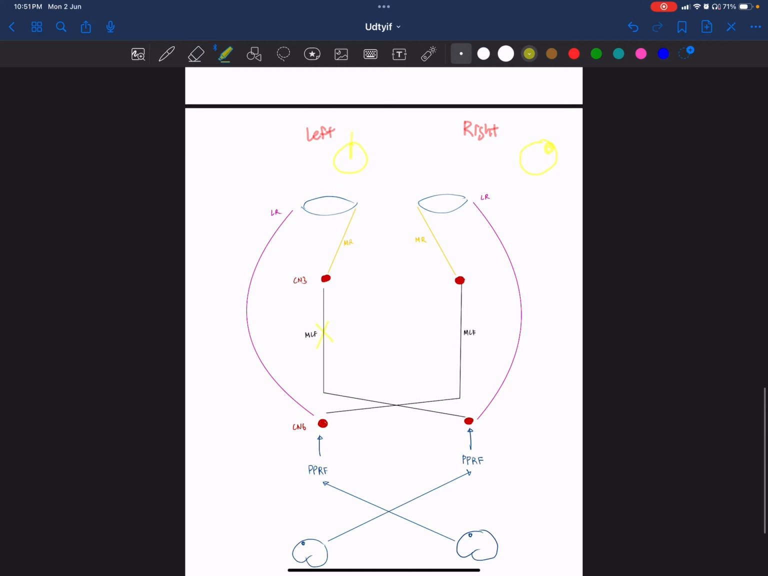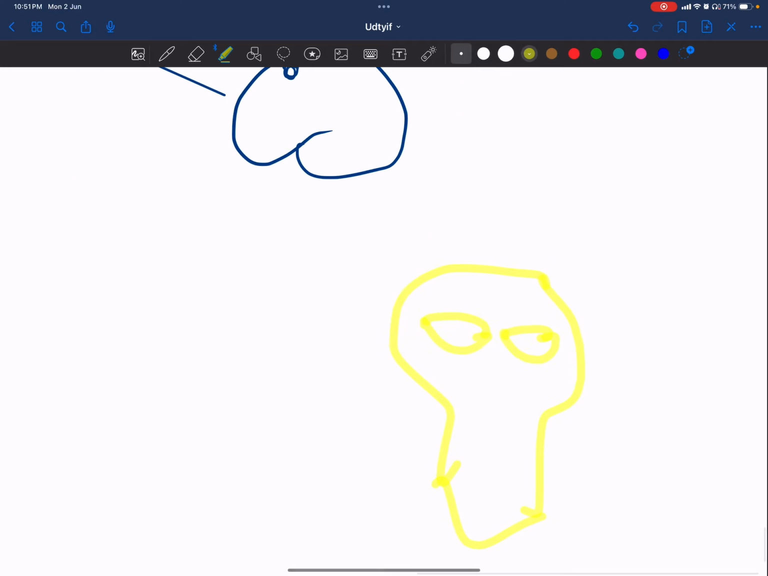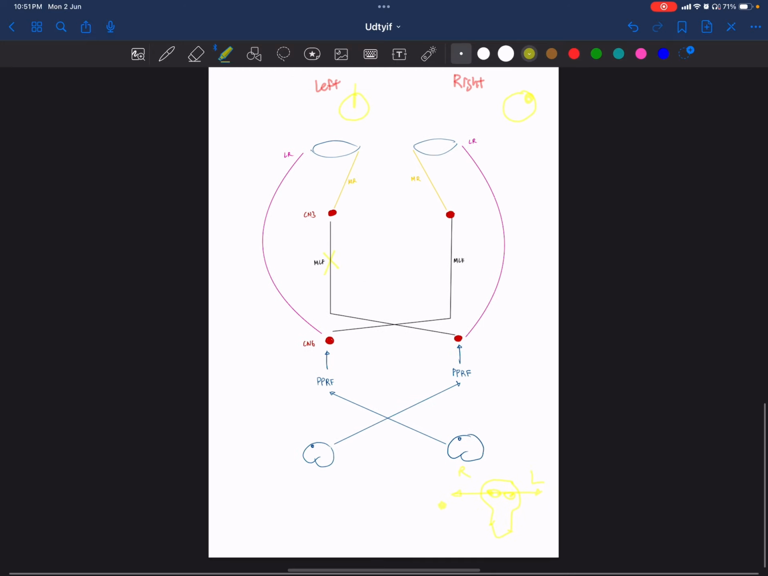So if say you are looking at the patient's eyes, say this is your patient and this is right, this is left. But telling the patient, look right. It will look here, but it cannot look. So this horizontal problem you will get.